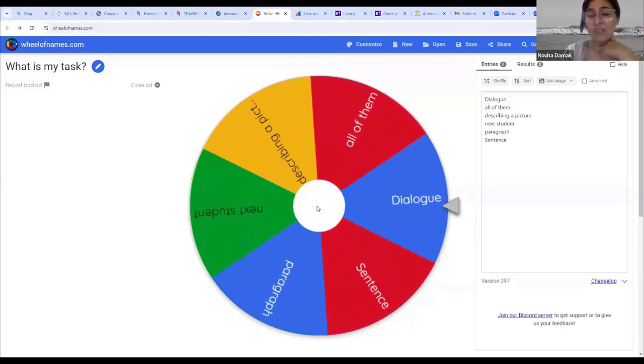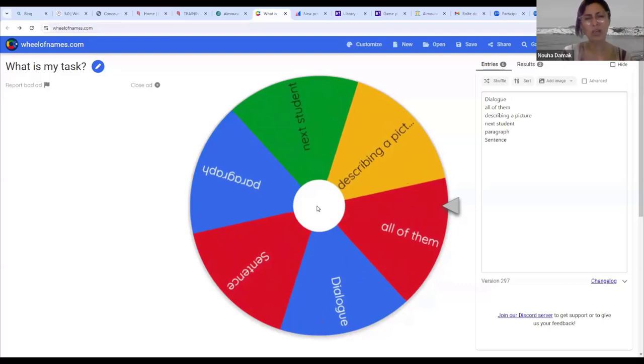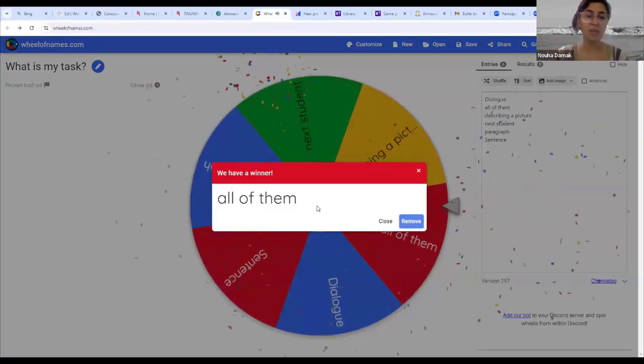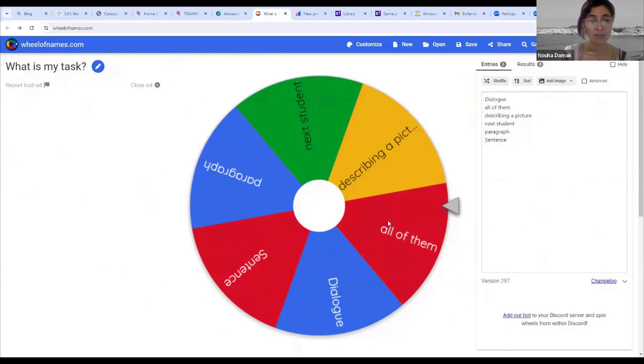And the activities are, oh, all of them. Describing a picture or pictures, I have pictures, not a picture. Maybe next student, if you are lucky, you are going to say next student, a paragraph, you are going to write a paragraph in the chat box, a sentence in the chat box, or a dialogue. You are going to pick someone else, and you are going to enact a conversation. You are going to improvise, or all of them. If you are lucky, you are going to get next student. If you are unlucky, you are going to do all of them. Via the chat box, yeah.